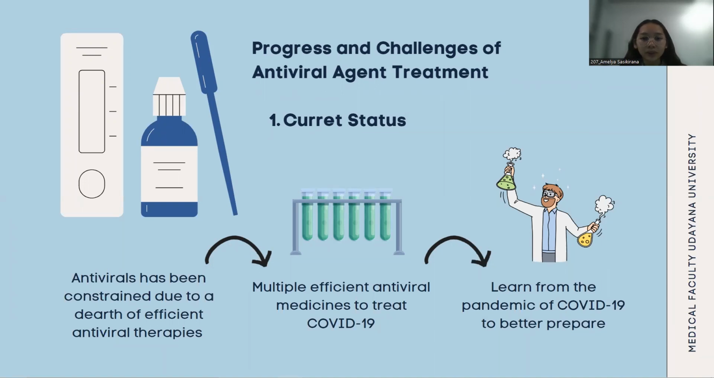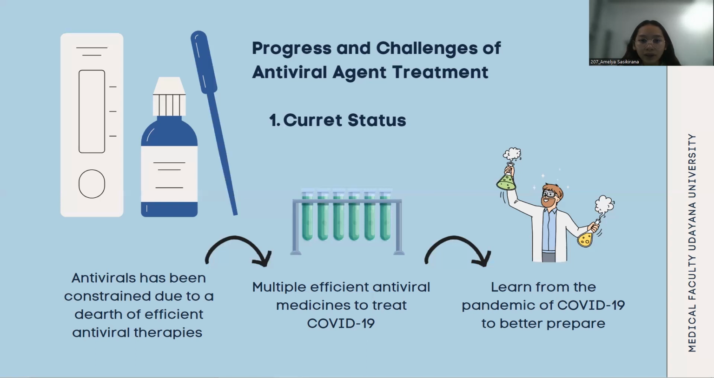Today I will explain about progress and challenges of antiviral agent treatment. The first one is current status. Antivirals have been widely used to treat chronic virus infections like HIV and hepatitis C virus. Their use to treat acute viral infection has been constrained up until now due to the threat of inefficient antiviral therapies and a condensed window of opportunity to administer treatment and enhance patient outcome.